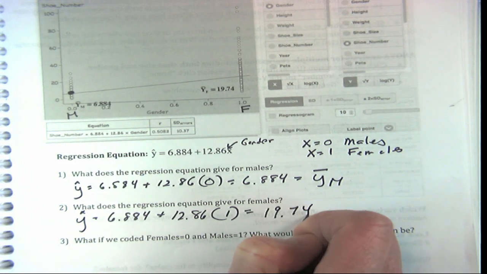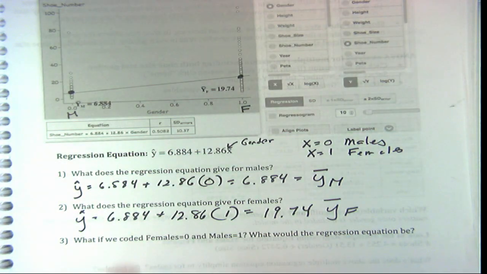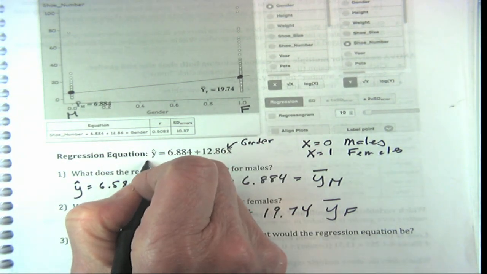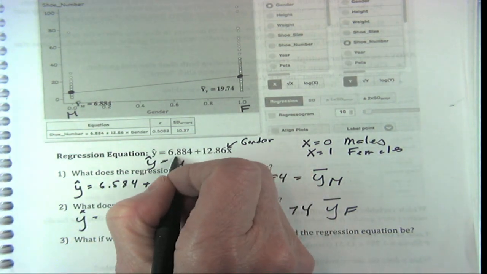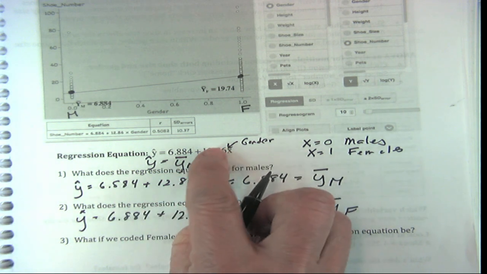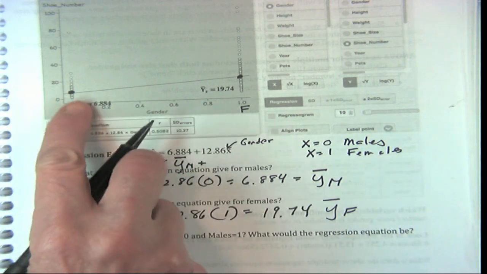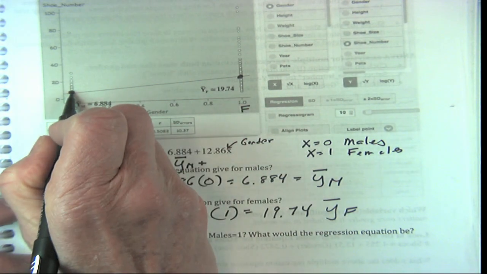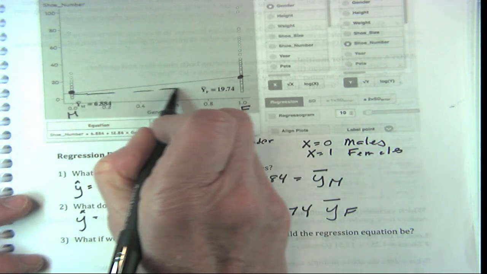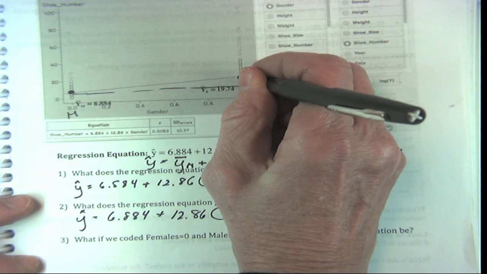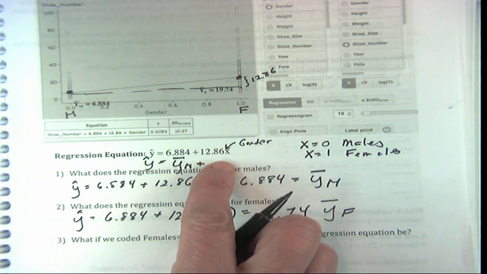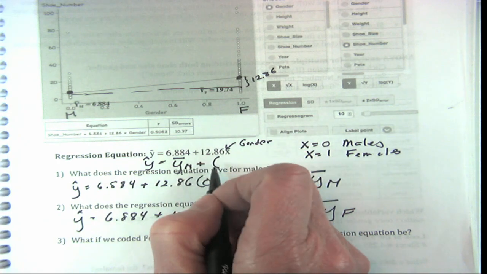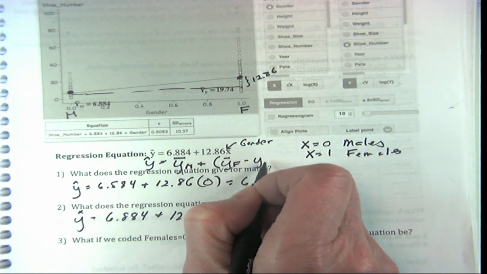And this, of course, gives you the average for females. It's right here. Can you see what this equation really is? This equation is saying the predicted number of shoes is going to be the average for the guys plus, what's this? Look at this. It's the slope as you go from 0 to 1. So as we go from 0 to 1, it's this right here. We go up by what? We go up by 12.86. So all it is is the difference of the two averages. It's just the difference between the female minus the male average.